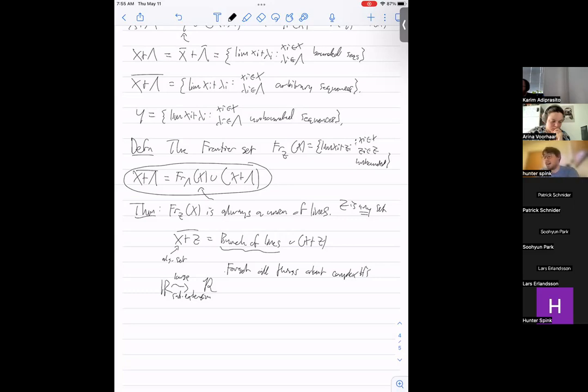Now, intuitively, we should be thinking of this large saturated extension as, so R contains points, and the intuitive idea is that we should think of it as containing sequences of points in R. Okay.